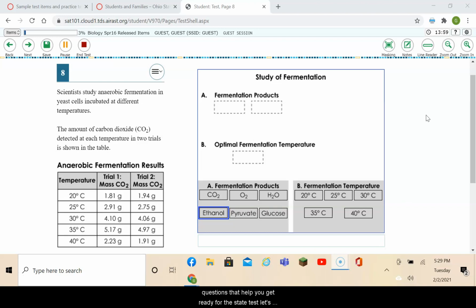To help you get ready for the state test, let's look at question number 8. Scientists study anaerobic fermentation in yeast cells incubated at different temperatures. The amount of carbon dioxide detected at each temperature in 2 trials is shown in the table. So we have an anaerobic fermentation result. We have temperatures going from 20 to 40 degrees. We have trial 1, which is measuring carbon dioxide, and we have trial 2, which is also measuring carbon dioxide.